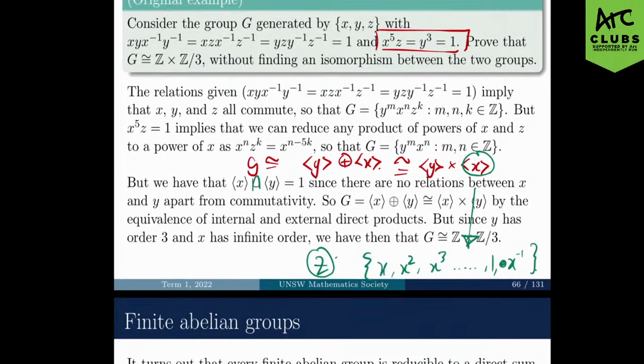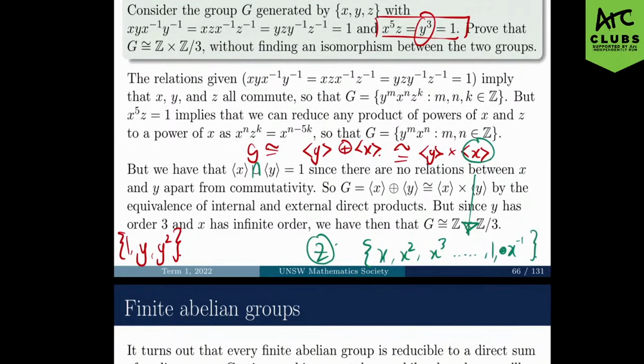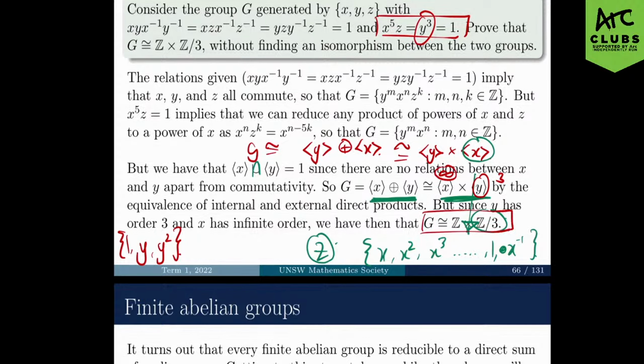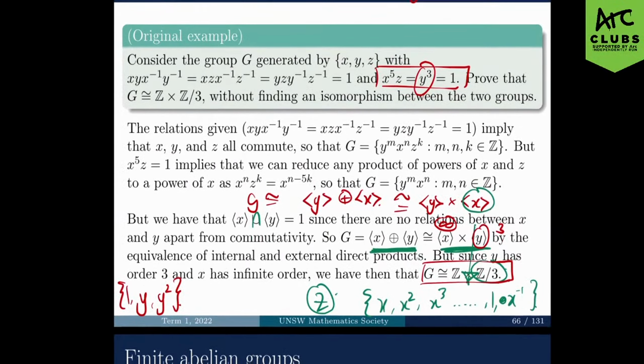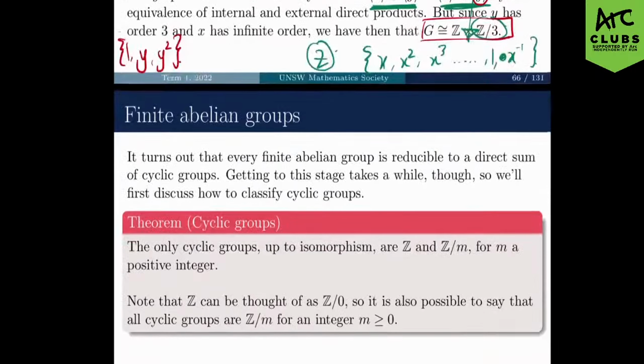So y is a bit different though, because we can have 1, we can have y, we can have y squared, but then we know that y cubed is equal to 1, so then we stop there. And this means that it's equivalent to Z on 3. So basically we've shown that because the internal direct product is equivalent to the external direct product, and because y has order 3 and z has infinite order, we've got this equivalence here. Cool. So that's a bit of a trickier example with some more complex equations, but it just shows how useful the internal direct product is.